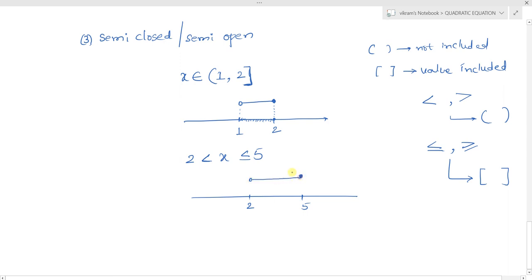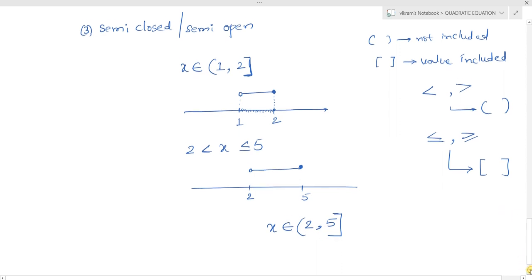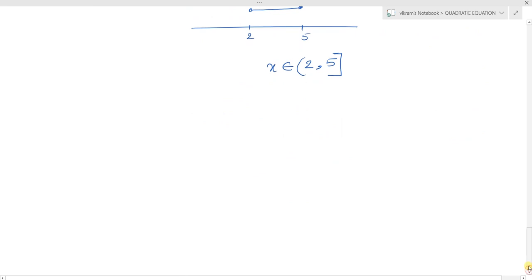Now how can this be represented? x belongs to 2 comma 5, but 2 is excluded, 2 is not in the solution, so open brace, and 5 is included, 5 is in the solution, so closed bracket. I think now you understand how these semi-open or semi-closed intervals are represented.